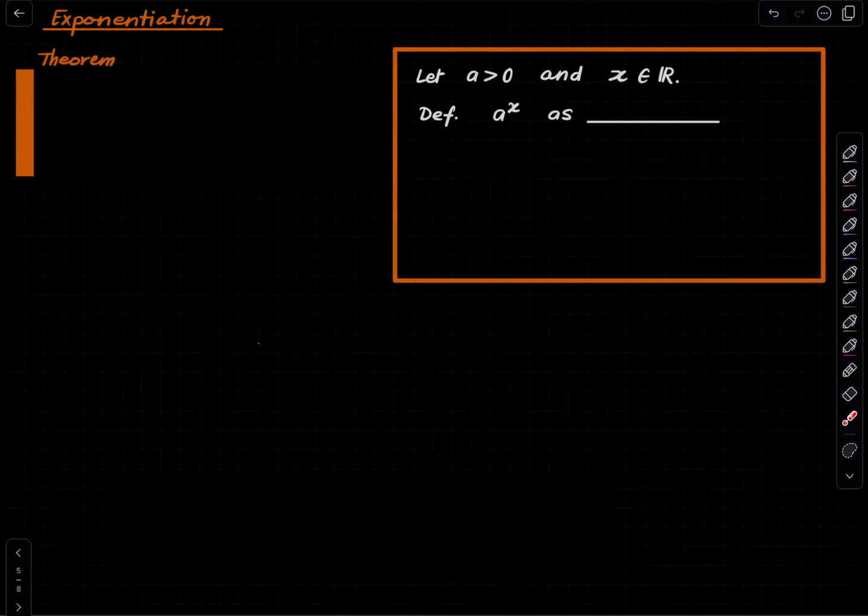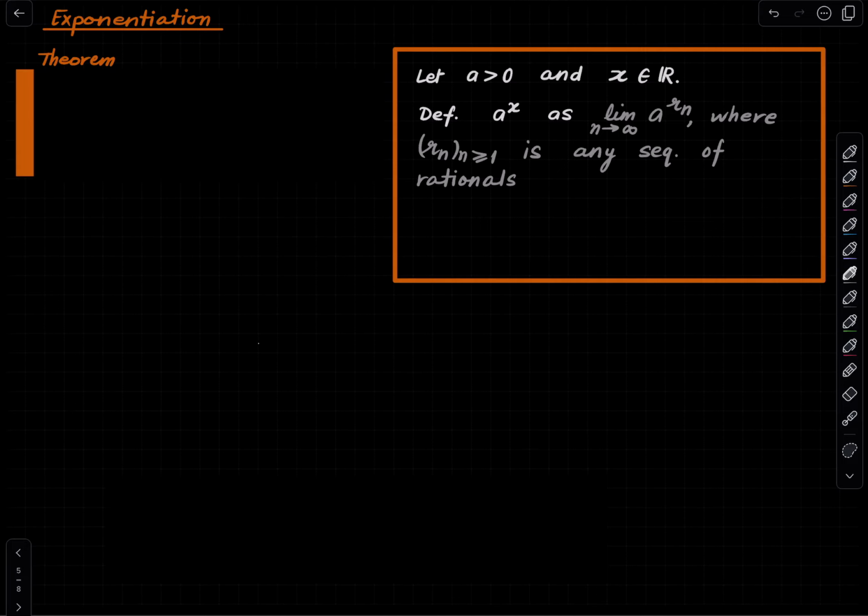So here is the definition. If a is a positive real and x is a real number, then we define a to the power x as the limit of a to the power Rn, where Rn is any sequence of rationals which converges to x.